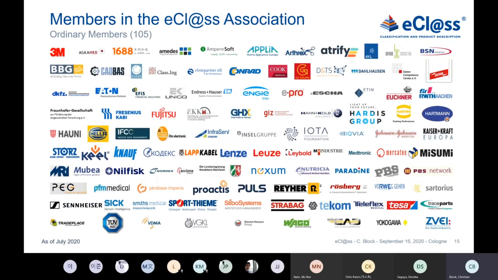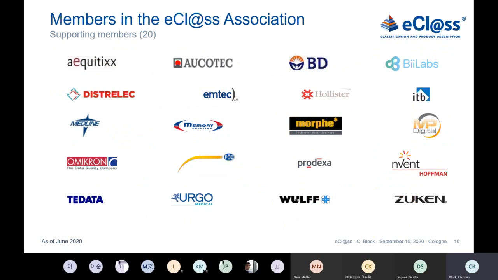So we have a lot of ordinary members from large companies, but also small and medium-sized companies working in the association to develop the eClass standard and bringing in new topics. Furthermore, we have smaller ones as supporting members. But these are only members which come together and develop further and new concepts. We have a lot more eClass users.